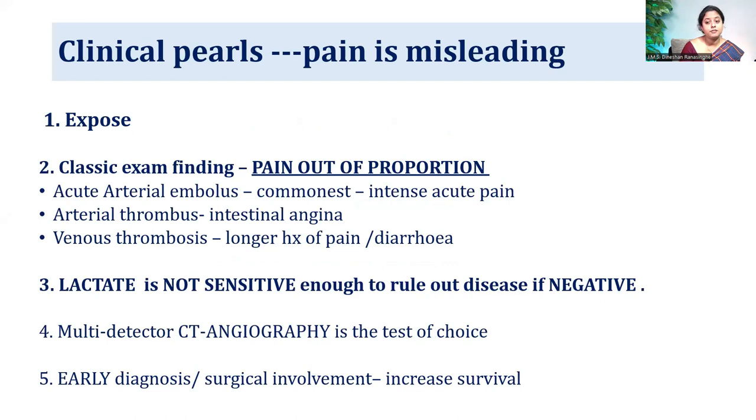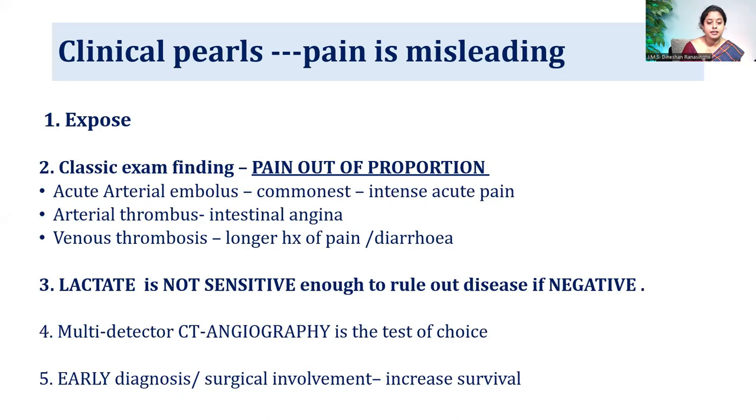Right, so the main clinical pearl, you have to think, the pain is always misleading. Sometimes you may give huge gravity to the pain, and sometimes you may neglect the pain, especially in young patients coming with significant pain. But remember, pain is always misleading. You have to come to a proper diagnosis of where exactly this patient's pain is. So expose the patient as much as possible. Sometimes patients may tell you the pain is in one place, but actually the pain is elsewhere. So that's why you have to ask the patient to tell exactly where the pain is occurring.